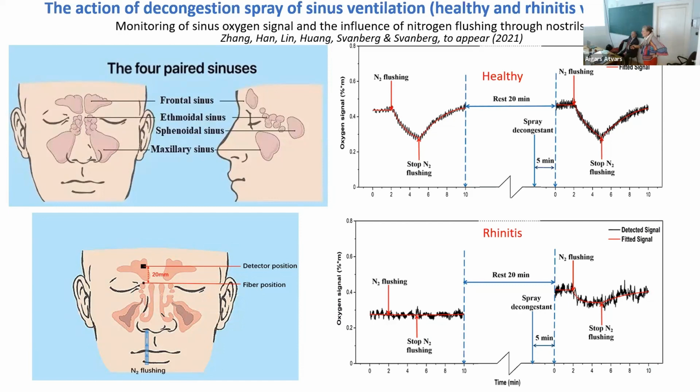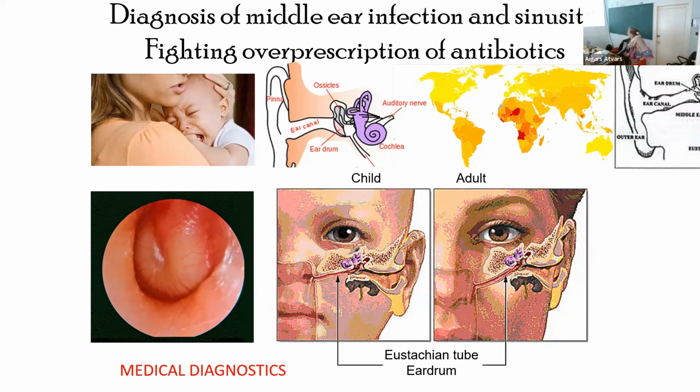We have done exactly the same for middle ear infection in children. The reason why they get this infection is that the channel between the ear and the nose is horizontal, as you see. For adults, it has an angle, which means that adults never, or very seldom, get middle ear infection. And they come to the doctor, they have pain, they are crying. And what can the doctor say?